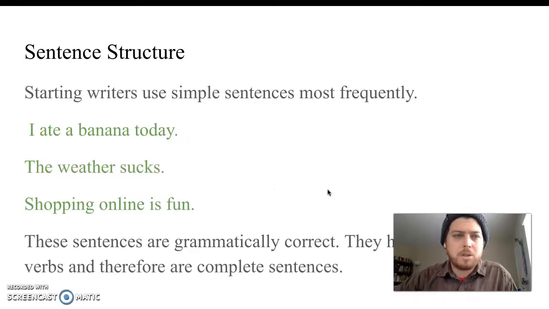Sentence structure. Sentence structure is how we build sentences. Usually writers use simple sentences. I ate a banana today. The weather sucks. Shopping online is fun. These sentences are grammatically correct. They have subjects and verbs and therefore are complete sentences. Okay? We start with simple sentences and then we get more complex.